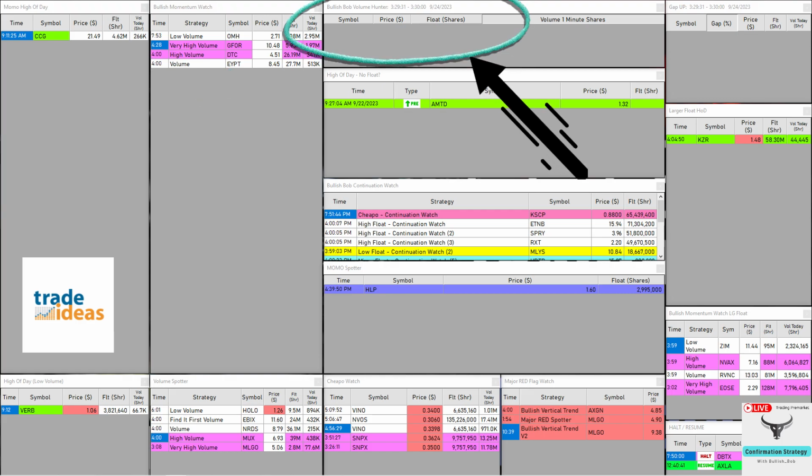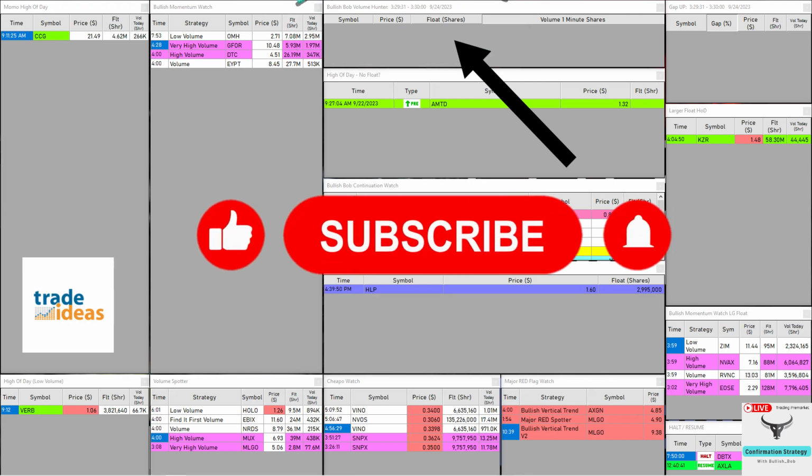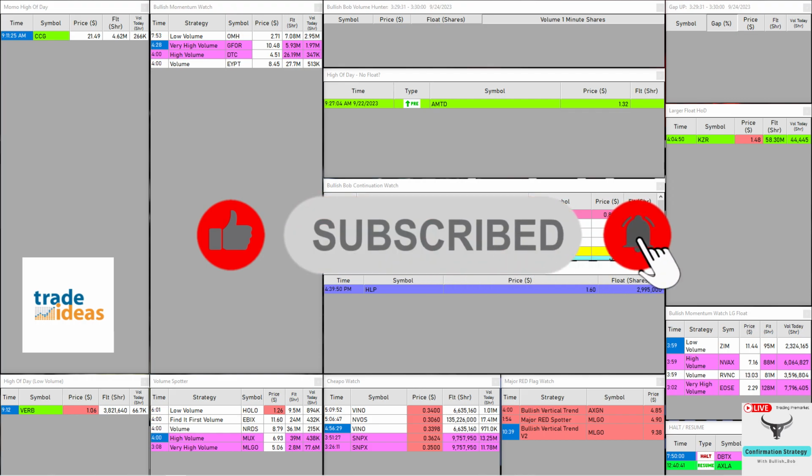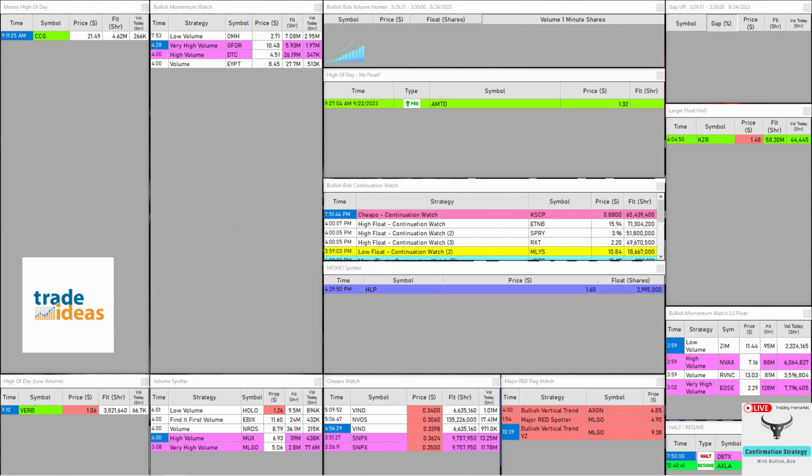Next up, we have the Bullish Bob Volume Hunter. This is a 1-minute volume scan that's always searching for stocks real time. It's going to give us information like the symbol, the price, the float, and the volume for the last 1 minute. What we're looking for is unusual volume in a 1-minute time frame. If we see that unusual volume, it will show up on the scanner.